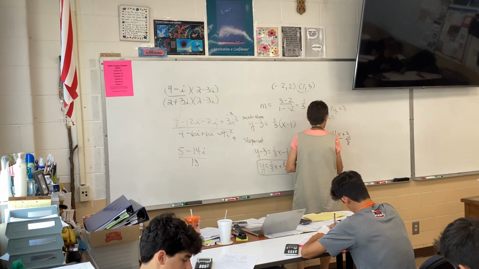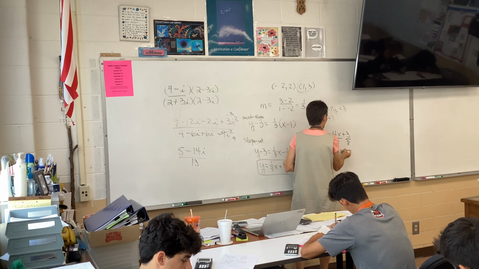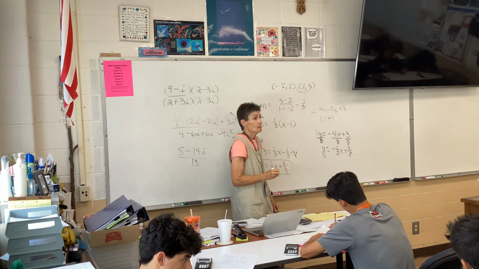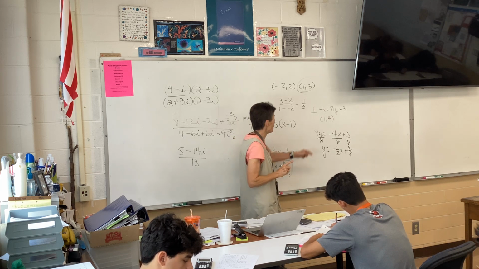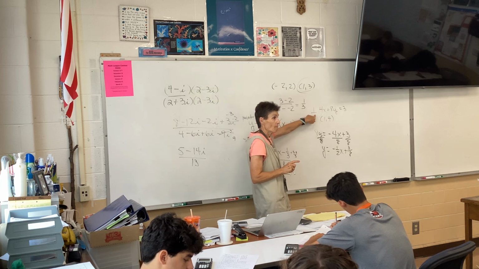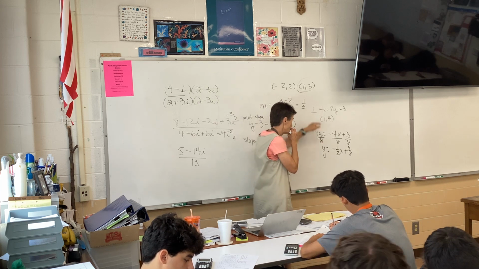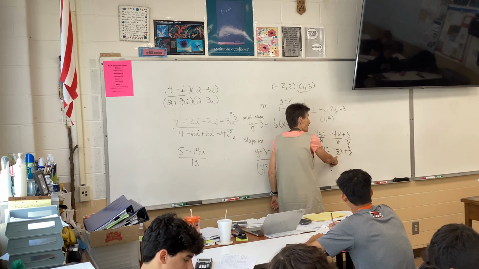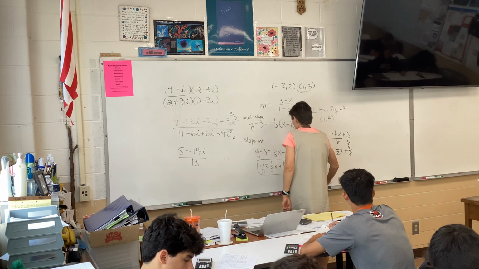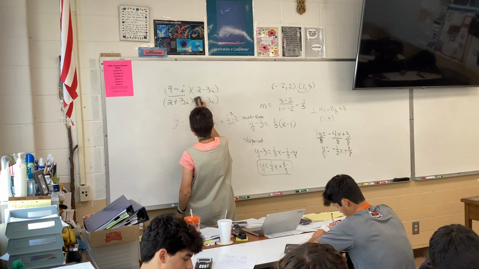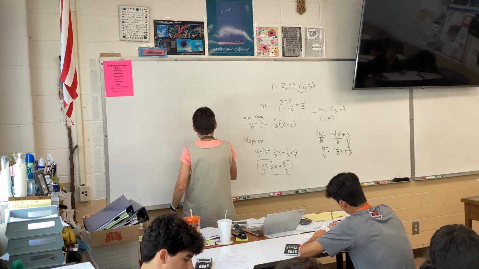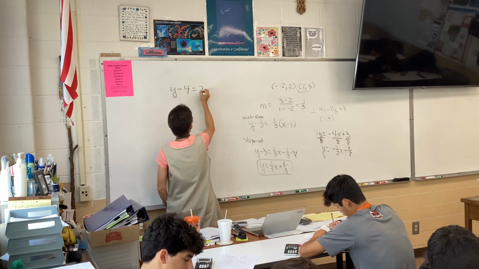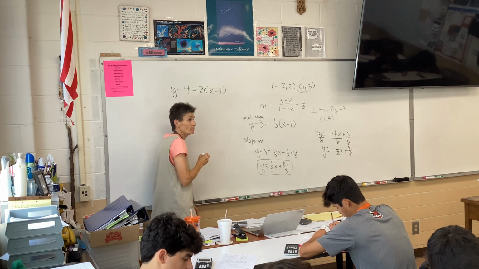So what is the slope of the line I was given? -1/2. That is not the slope I will use though, because I want the perpendicular. What's the perpendicular slope? It would be 2. So now I'm going to write the equation of a line using a slope of 2 and that point. So y minus 4 equals 2 times x minus 1.